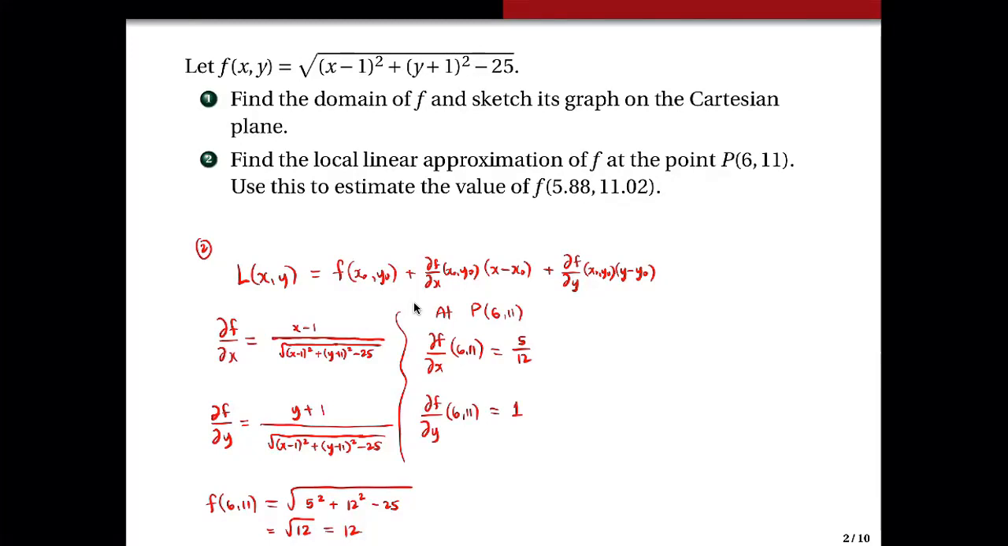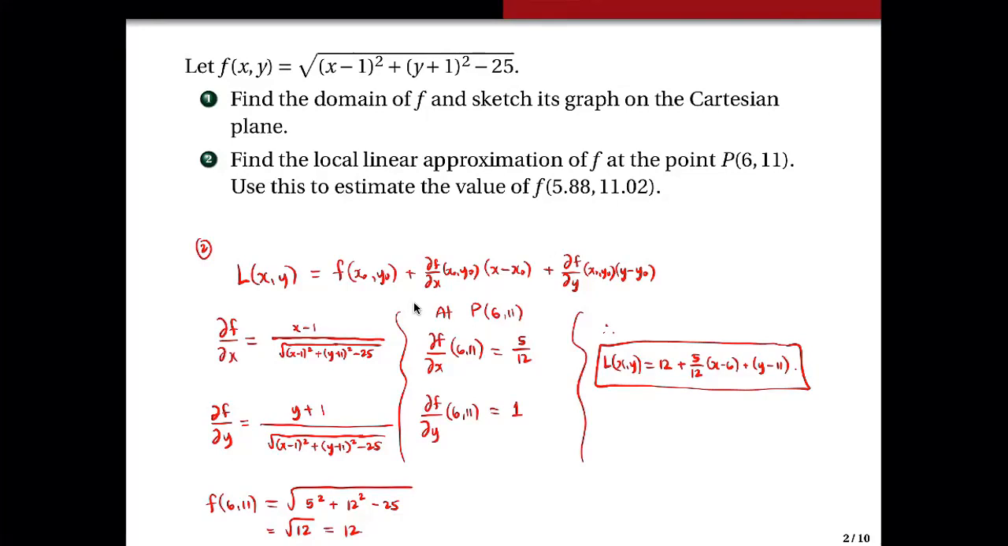So therefore, the linearization will be L(x, y) = 12 plus 5 over 12 times (x minus 6) plus 1 times (y minus 11). Okay? So this is the local linear approximation.